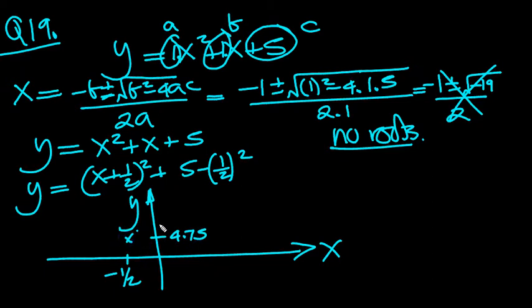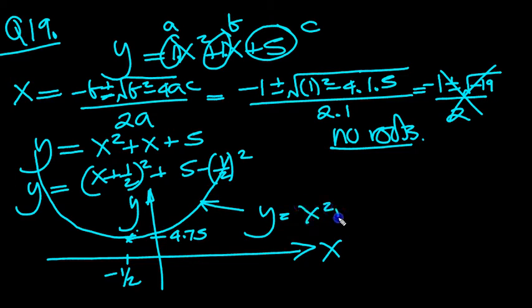And we need to draw, because it's a U-shaped curve, a U-shaped quadratic. Label it. Y equals x squared plus x plus 5. There we go. That's it. That's the sketch of that quadratic, which has no roots. Good.